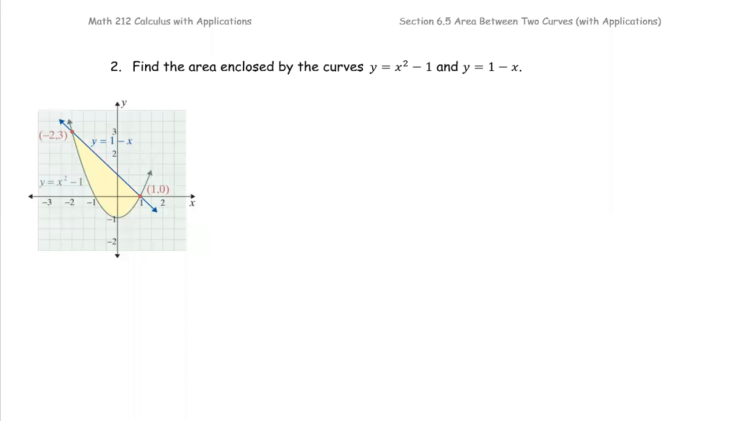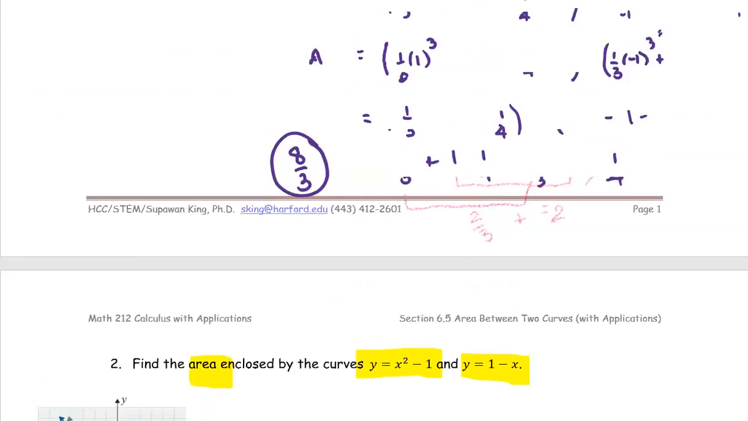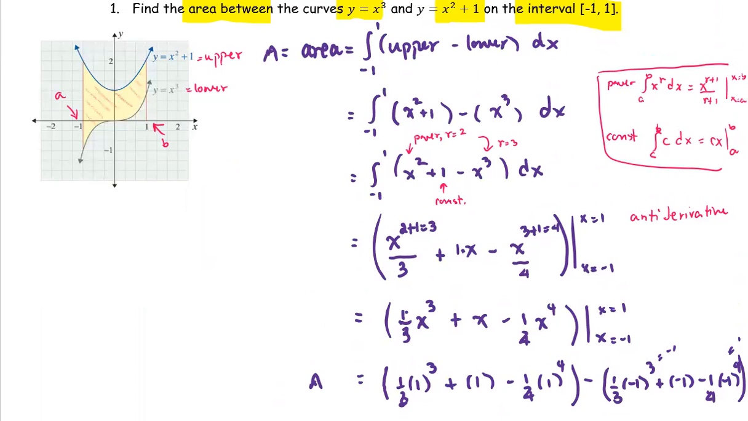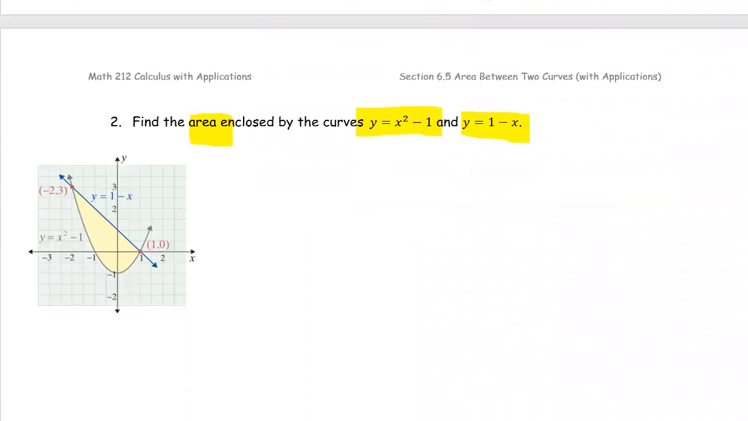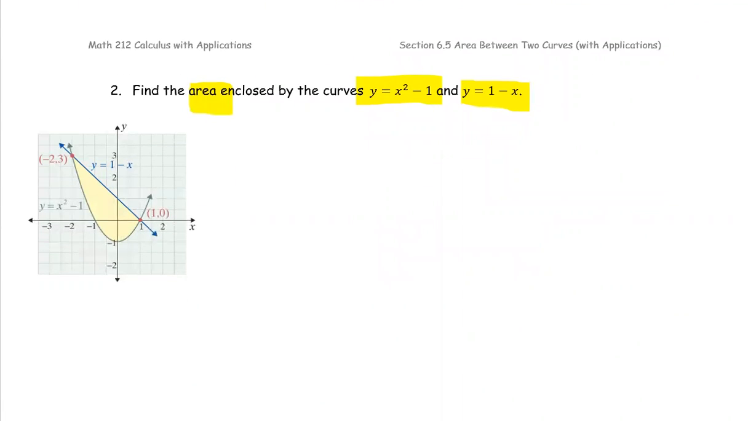The second problem: we're going to find the area enclosed by the curves y equals x squared minus 1 and y equals 1 minus x. If the graph is not provided, use the graphing tool. This problem is not exactly the same as the previous one, because in the previous one the graphs don't cross each other. They're just bounded by the left end and the right end. But for number two, those two graphs are crossing each other.